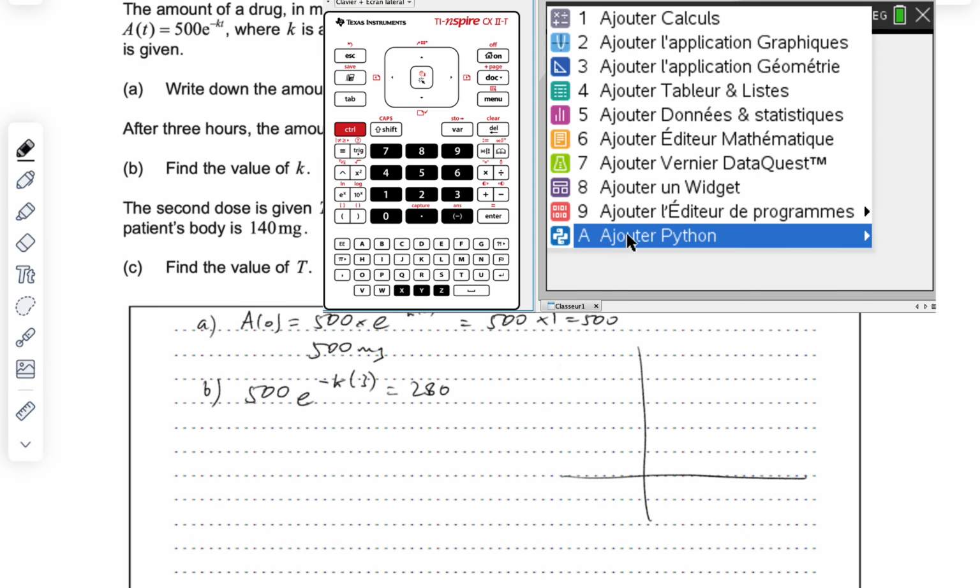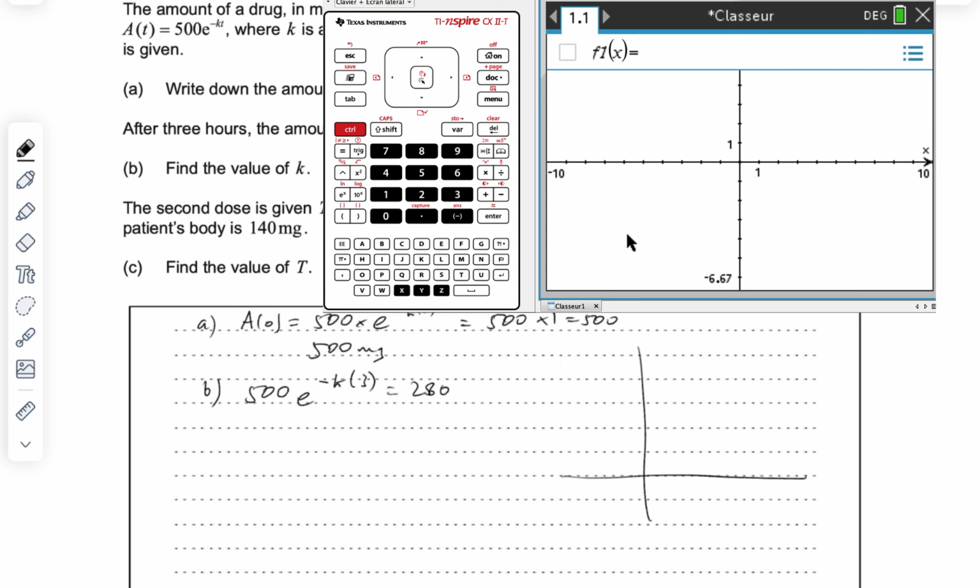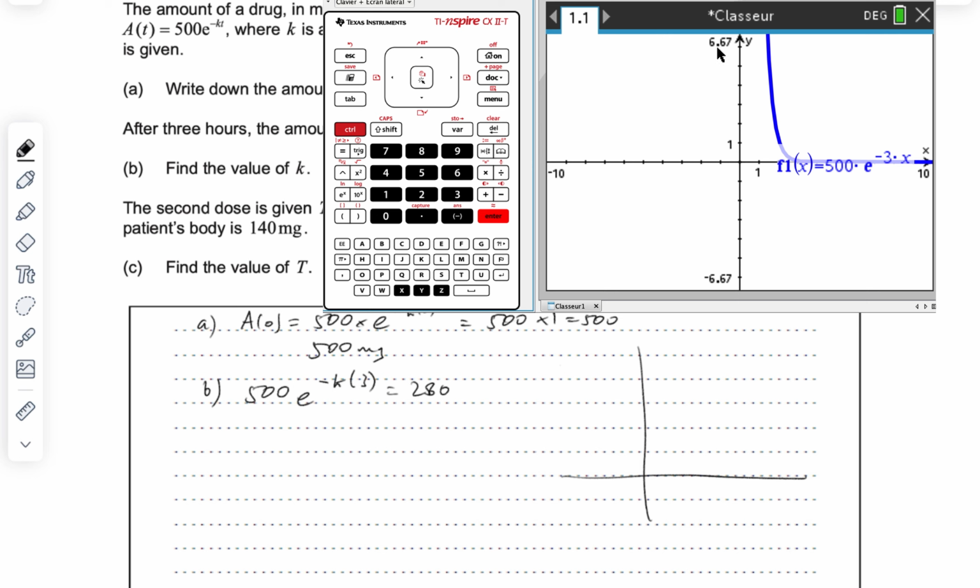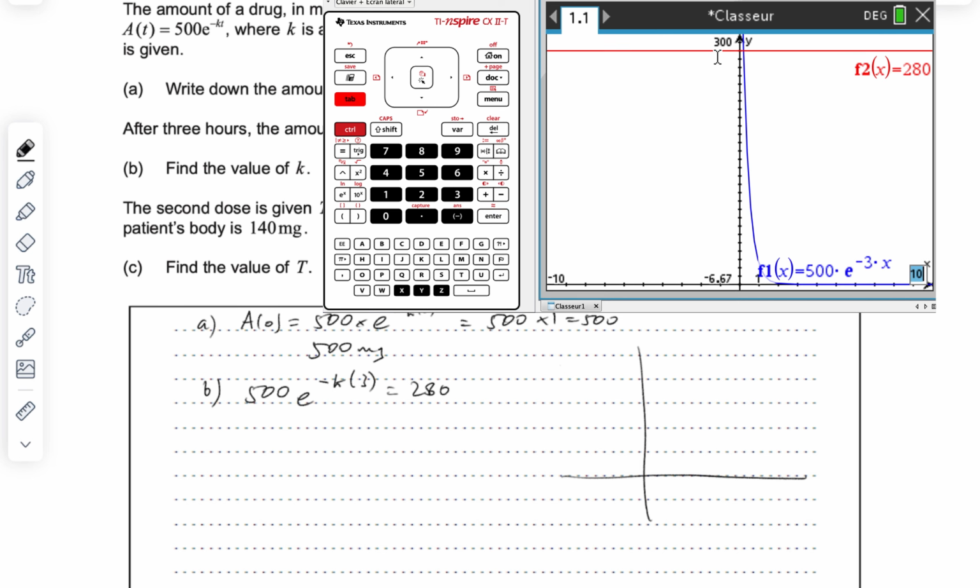To try and work out this answer, we'll do a graphs page number 2 and put in the one side equation first, 500 e to the power, this is negative 3x in effect, because it's negative k times 3 and k is the unknown. That's one side equation. The other side equation, do tab to add a new graph, and the other side equation is 280. And I can't see 280, so I need to go up. Let's go up to 300 here to get a bit of a gap, so we can see it.